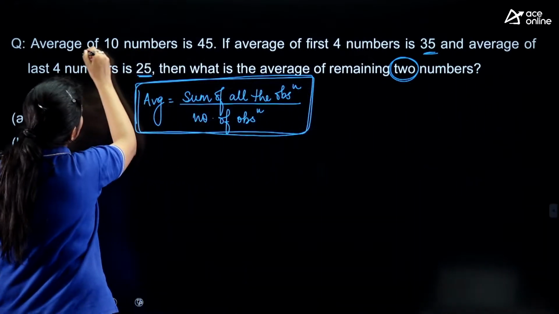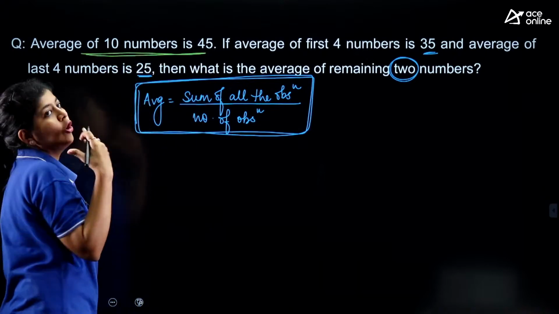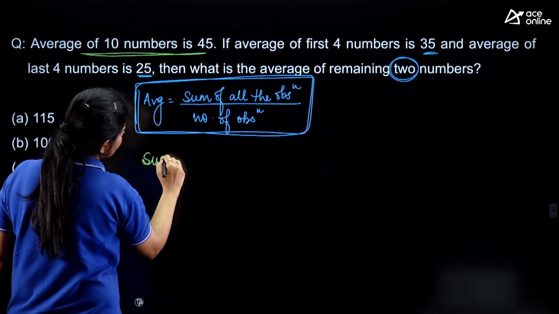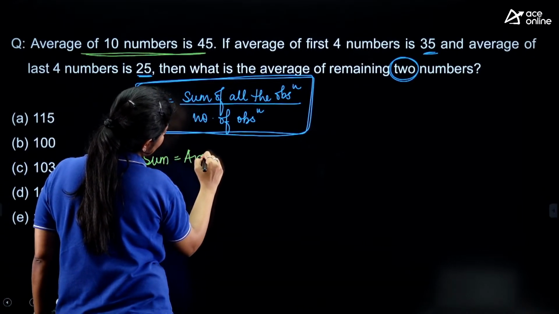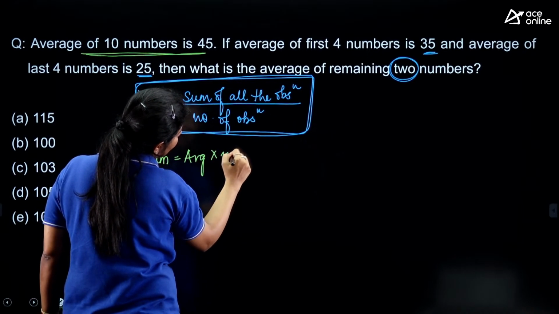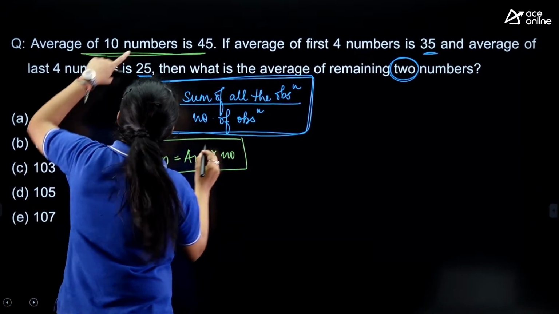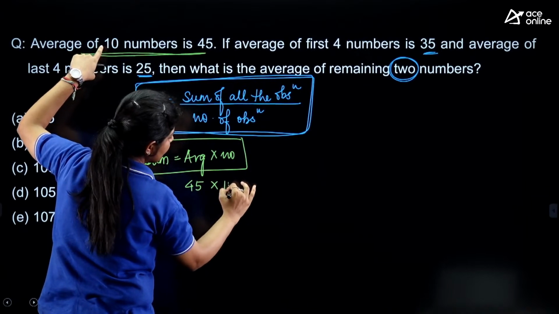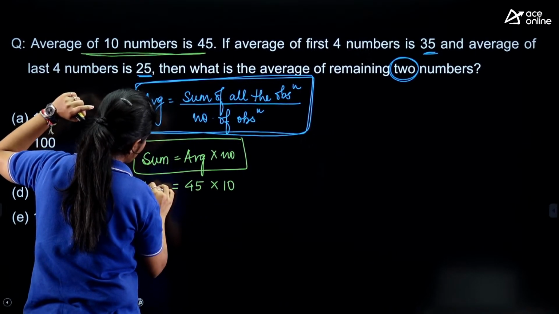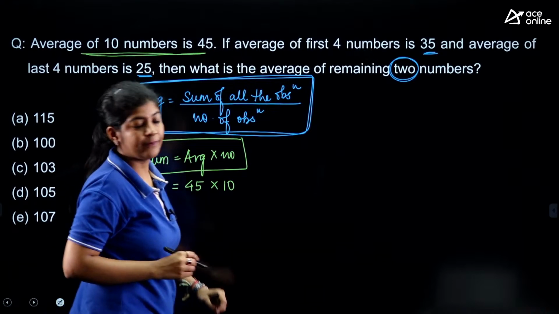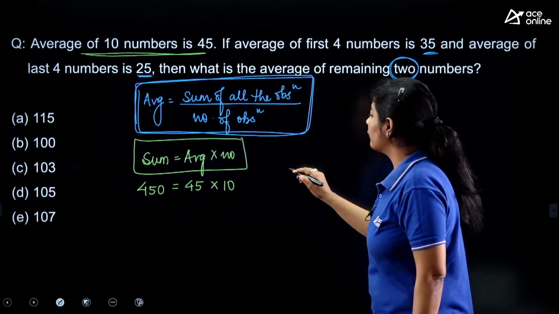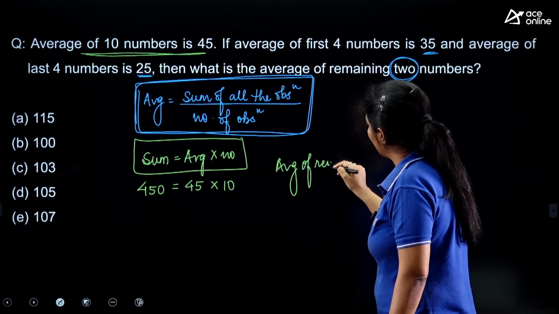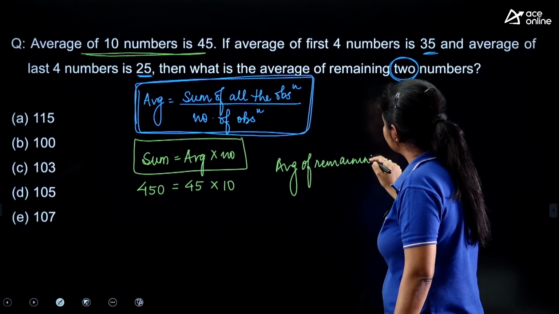So first we simply find out what is the sum of all the numbers we are having. The sum is nothing but average multiplied by the number of numbers that we are having. So the average is given as 45 and the numbers that we are having is 10. That means the total sum is 450. But what we have to do, we have to find the average of the remaining two numbers.